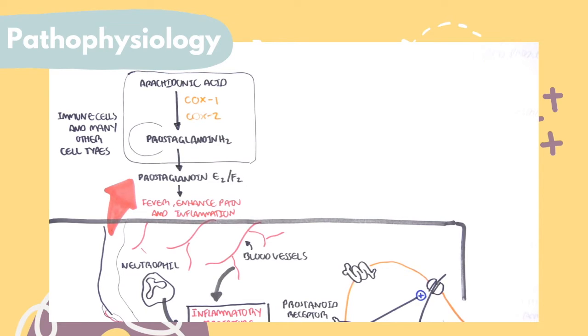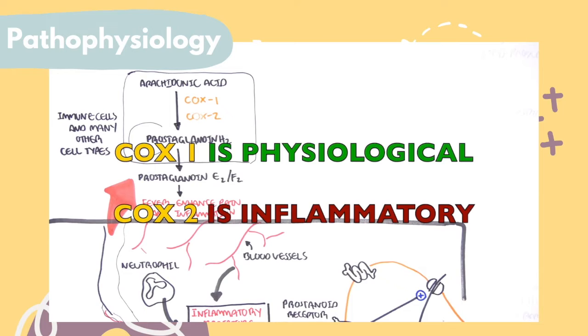Interestingly, COX-1 and COX-2, despite being of the same name really, are very different. You see, COX-1 is always active to maintain homeostasis in our body. It's a good guy. COX-2 is the one active during injury, stress, and trauma.